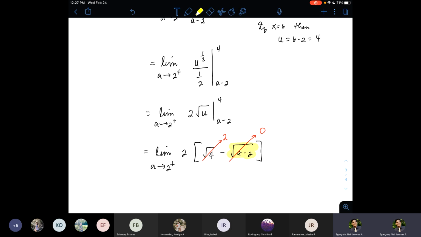But remember that we are just concerned with the behavior as a approaches 2 coming from the right. And hence this limit, the limit corresponding to the second term, will exist and will just be equal to 0. Essentially here I'll have 2 times 2, which is equal to 4.